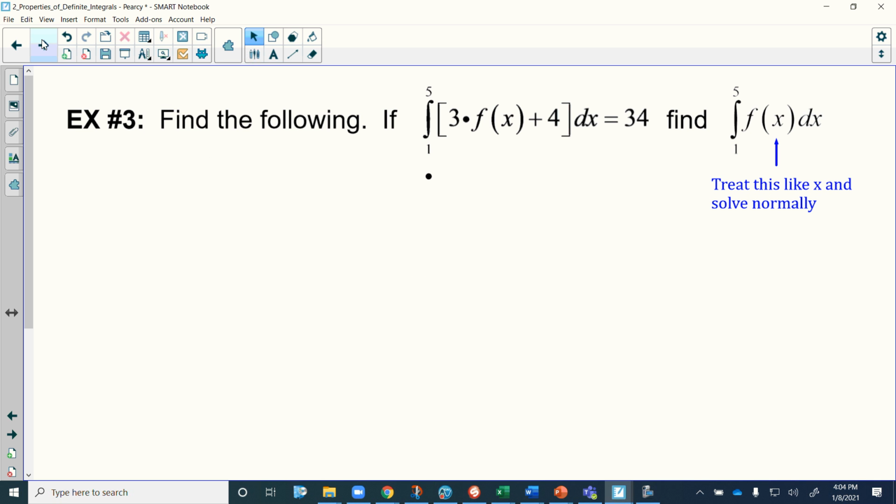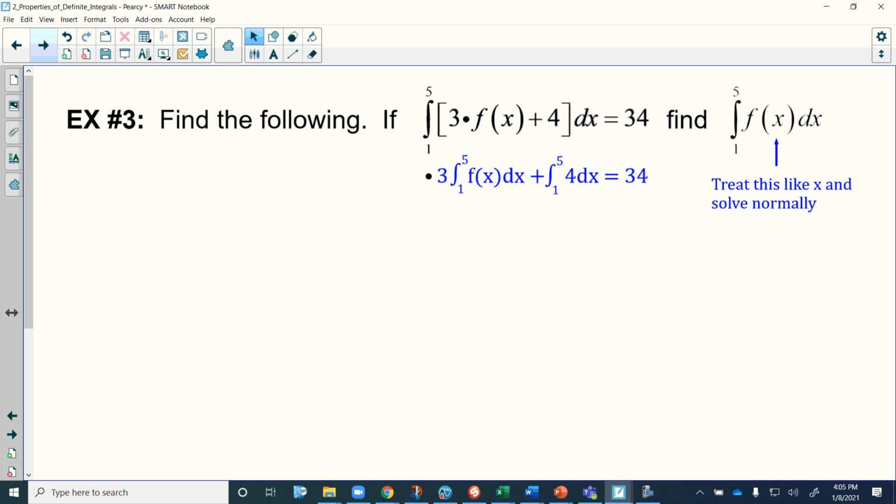Now this next example is still picking up on the things we were doing with the properties. It says find the following. If we had this integration from 1 to 5 for the function 3 times whatever function f is plus 4, it's asking us to find what the integral is that we're supposed to use. So we treat that just like it was x itself. This is not really a calculus problem. This is really just a simple algebra problem. We're trying to get the integral by itself.